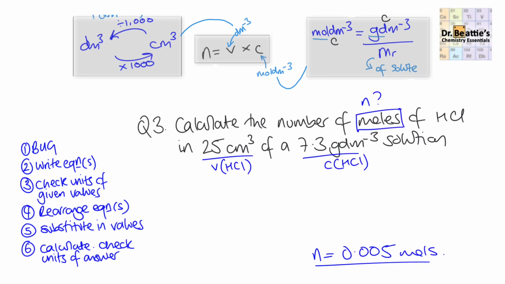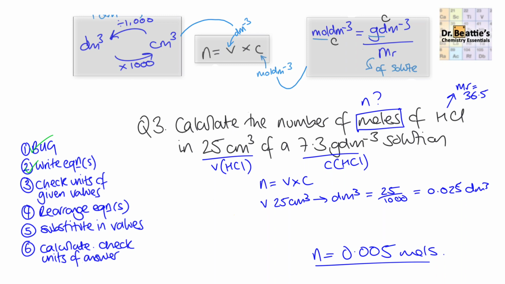Let me take you through the process of this. We've boxed the one that we need to calculate and underlined any given value. Equation, we've got N, V, and C, so this is the equation. Then we need to check the units of the given values. Well, 2 issues here. We've got centimeter cubed and we need it in decimeter cubed. And here we've got 7.3 grams per decimeter cubed and we need it in moles per decimeter cubed. So we're going to have to change the units.